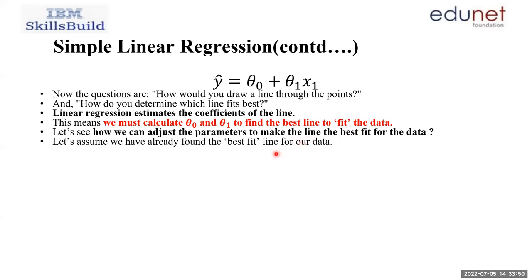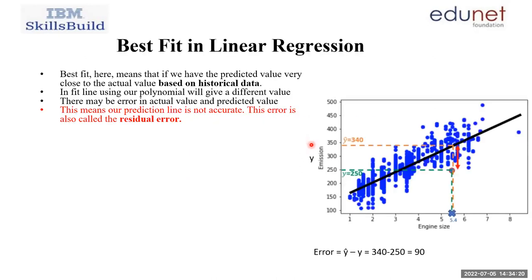Based on theta 0 and theta 1, we are going to find the best line to fit the data. So we are going to adjust the parameters that make the line best fit the data. The parameters are adjusted such that the regression line is closest to every data point, and it is also a very optimal line. So we assume that we have already found the best fit line for our data. The best fit line for our data is this one.